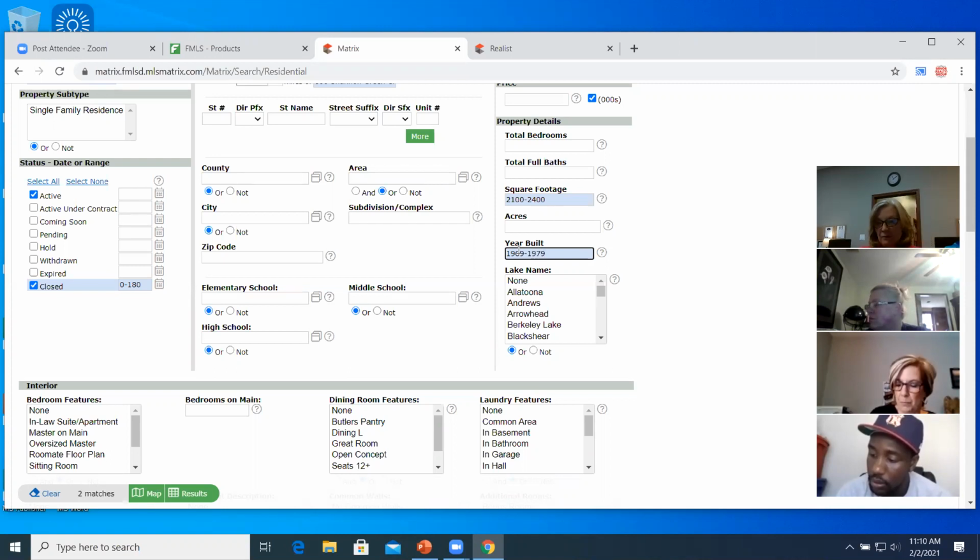Okay. Right now, that's all I know about the house, right? I've not seen it. I don't know the inside. I don't know if it's updated. I don't know anything about this particular house, other than it was 4 bedrooms, 3 baths.